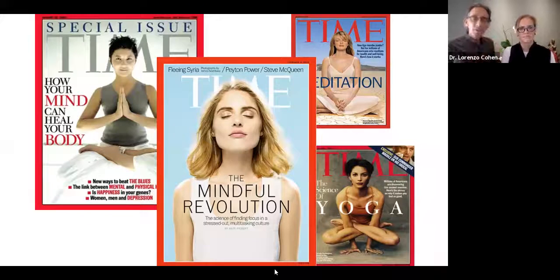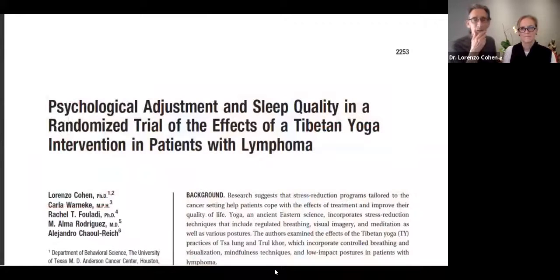I'll take you through a little bit of the data, and in particular, go more in depth in one of the studies that we did at MD Anderson. This was when we embarked on doing this study with my colleague Alejandro Chaoul, doing Tibetan yoga. I didn't know how few clinical trials there were on the role of yoga in cancer in particular. And this study that was published in 2004 was one of the first randomized clinical trials.